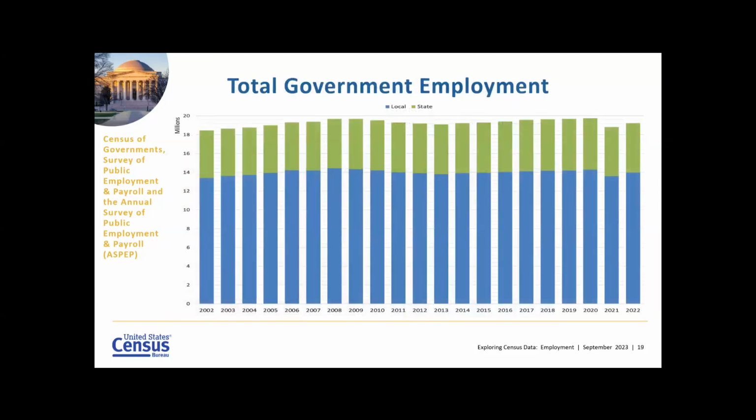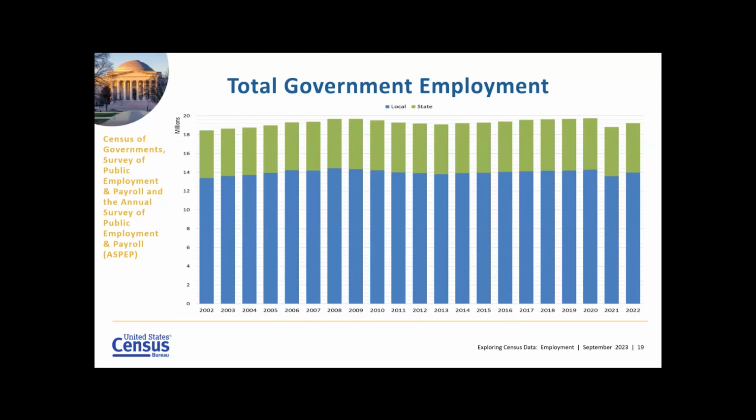Now we're going to get into the data itself. So this is at a very broad level, looking at total government employment. The blue bars are local level governments, and the green bars are state level governments. This is in millions of employees, and this chart shows from 2002 to 2022, the trend over time. As you can see, the local level blue bars make up the majority of governments every year.